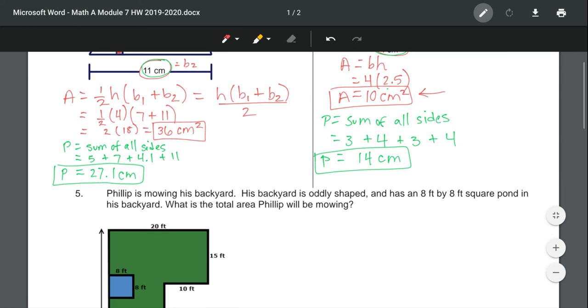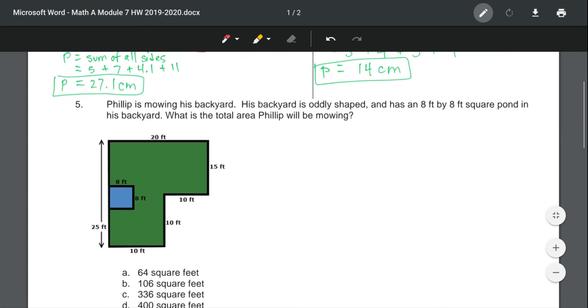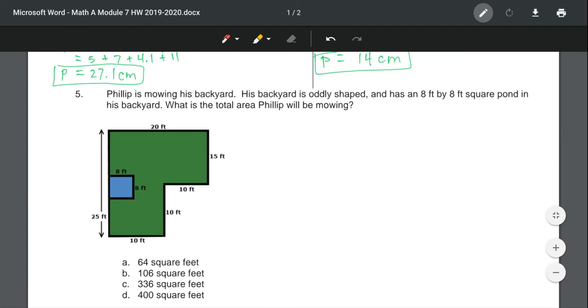Okay, number 5. Philip is mowing his backyard. His backyard is oddly shaped and has an 8-foot by 8-foot square pond, that's highlighted in blue. What is the total area that Philip will be mowing? So the total area would be this green area that I'm highlighting right now in red. We want to figure out that area.